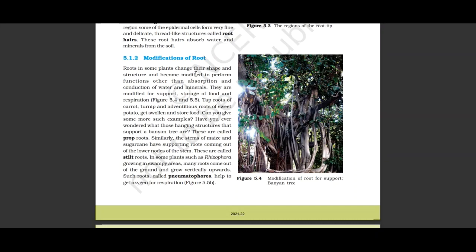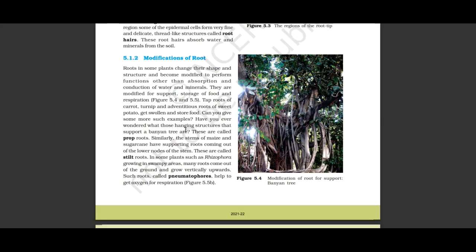Roots in some plants change their shape and structure and become modified to perform functions other than absorption and conduction of water and minerals. They are modified for support, storage of food and respiration. Figures 5.4 and 5.5 represent this type of structure. Tap roots of carrot, turnip and adventitious roots of sweet potato get swollen and store food. Can you give some more such examples?